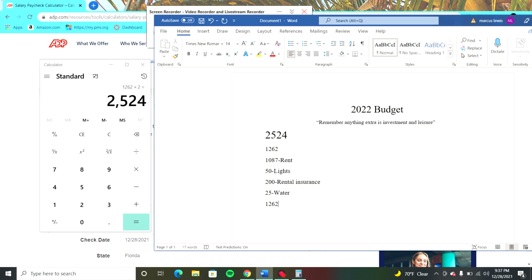So this is where we move into other bills as well. So let's say you don't have a car note. Let's say your car is paid off. So on average, it's about $200 for car insurance.